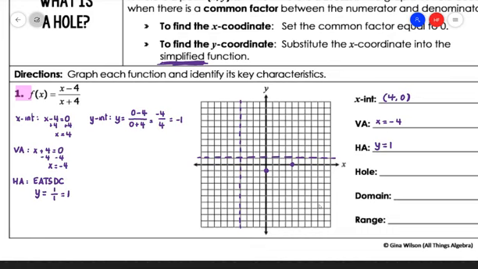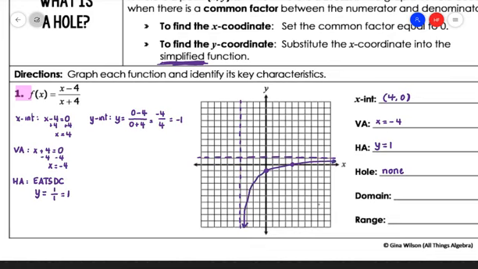And then we're going to look for any holes. So since we did not have to simplify, then we don't have any common factors between the top and the bottom, so we will have no holes in our graph. And so I know that my graph is going to go through these 2 points, get infinitely close to that line, infinitely close to that line.